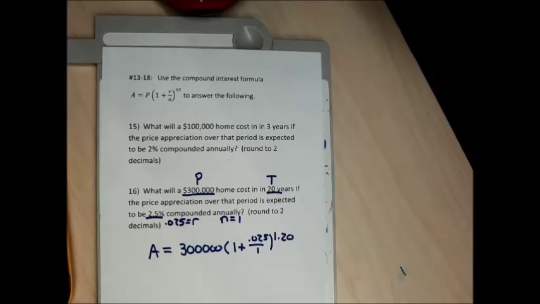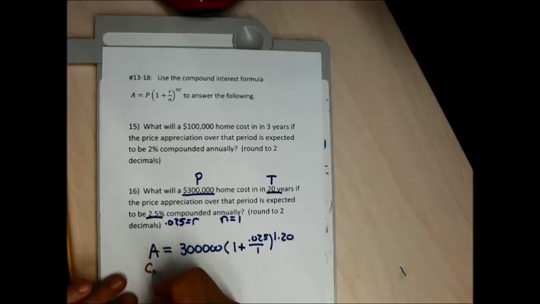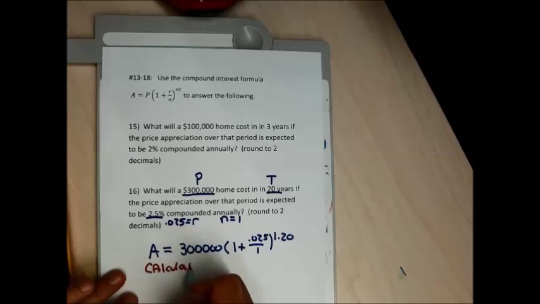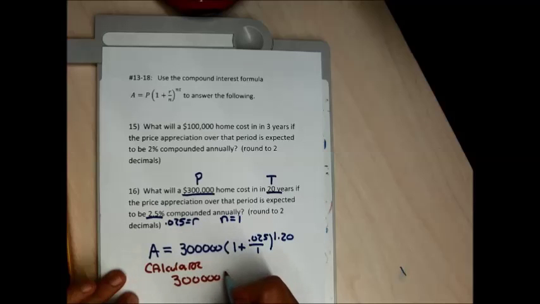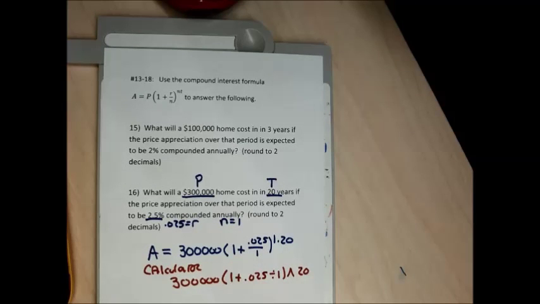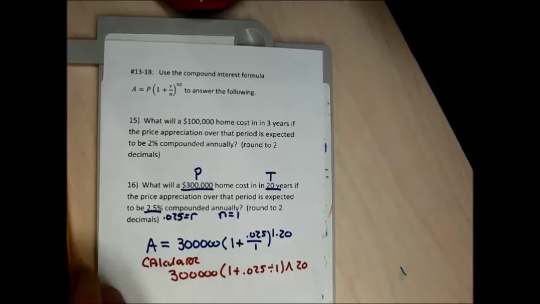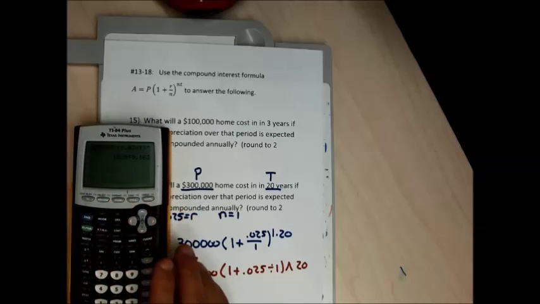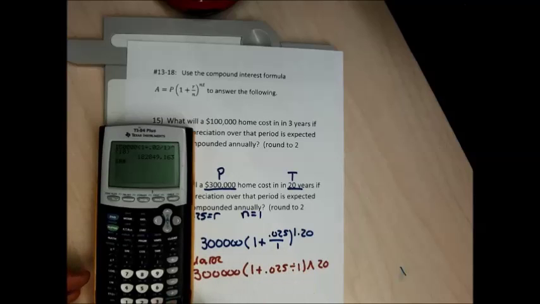And then I'm going to pull out my calculator, and on my calculator, I'm going to do 300,000, parentheses 1 plus 0.025 divided by 1. You could just type in 0.025. You don't need to divide by 1. And then I'm going to do up arrow 20. And this time I'm not going to put it in parentheses. It doesn't need to be in parentheses if it's just a single number. So 300,000 times 1 plus 0.025 divided by 1 up arrow 20.